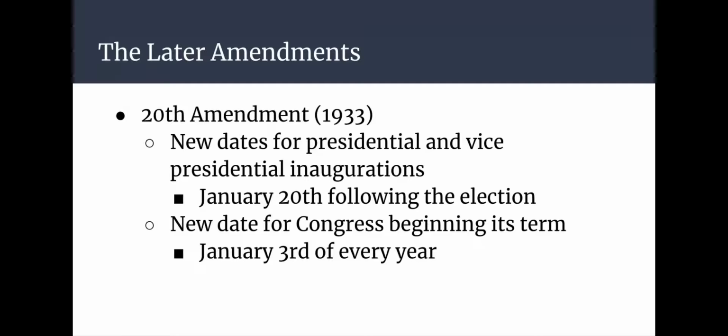The 20th Amendment in 1933 set new dates for presidential and vice presidential inaugurations. So January 20th of the year following the election was when the inaugurations would take place, and the new date for Congress beginning its term was January 3rd. Before this, it was March, so you really went December, January, February, 3 months before the newly elected members of Congress and the president began their terms in office.